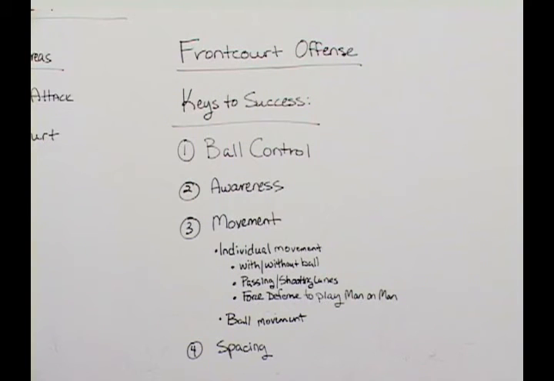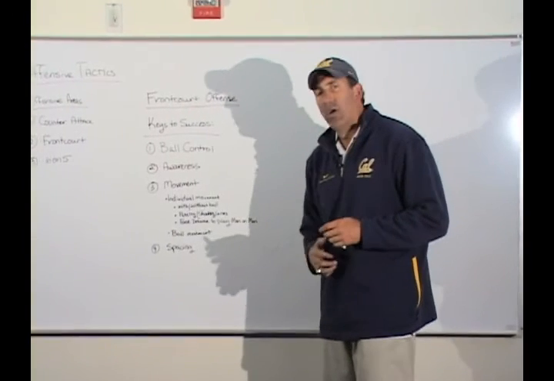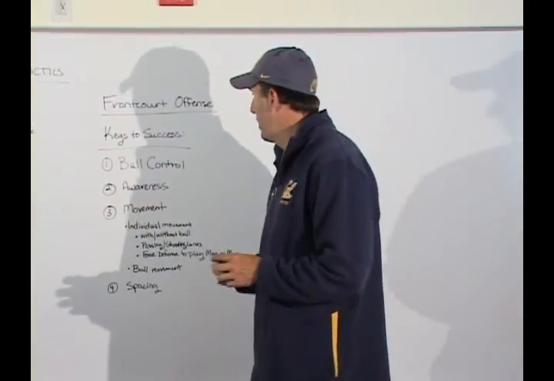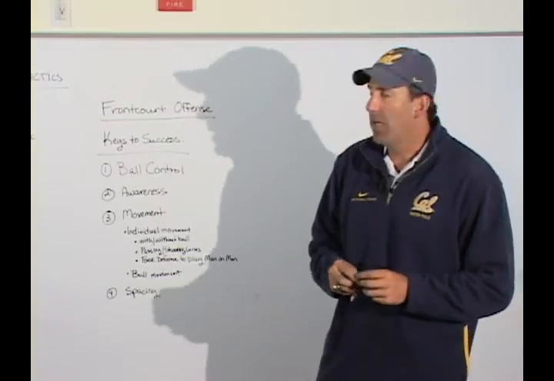Now we're going to cover front court offense, keys to success. First of all, ball control. On offense, you want to control the tempo of the game. You want to control the ball. You want to make good, safe passes. You don't want to turn the ball over unnecessarily. So ball control is going to be a key.